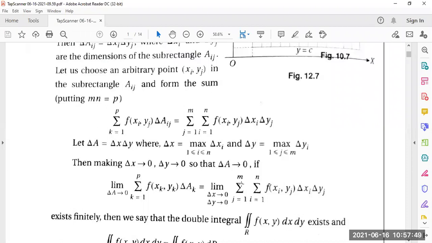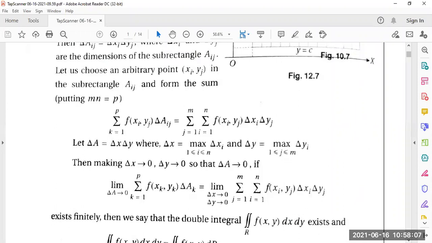Where summation j equal to 1 to m and summation i equal to 1 to n of f of xi, yj, and instead of delta Ak we can write delta xi delta yj. So this is the total volume.